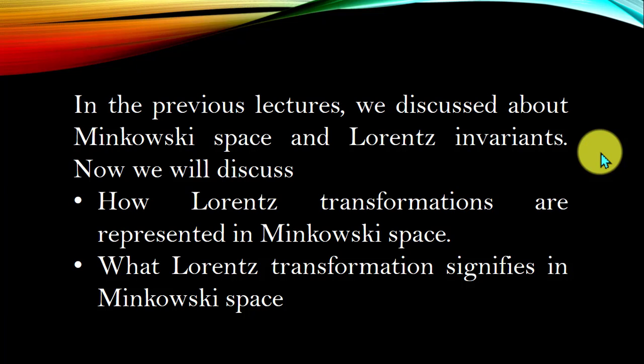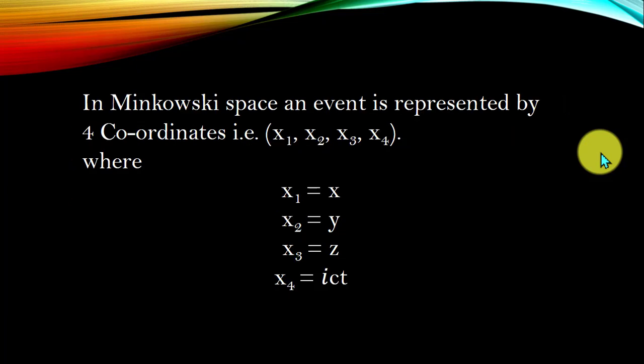So, just recalling what we have done in the earlier lecture, as you know, Minkowski space consists of four vectors, that is x1, x2, x3 and x4. Here x1 represents the x coordinate, x2 represents the y coordinate and x3 represents the z coordinate. In three-dimensional space, exactly x1, x2 and x3 are the three coordinates which we used, and x4 is the fourth coordinate of Minkowski space, which is equivalent to iota ct.